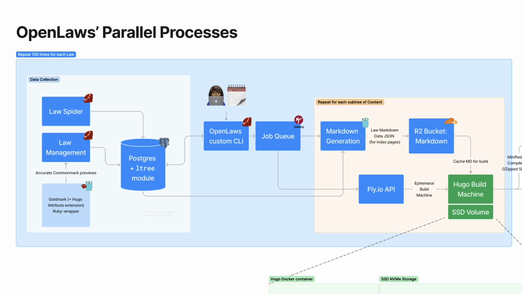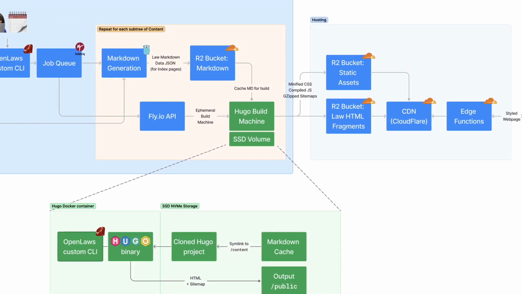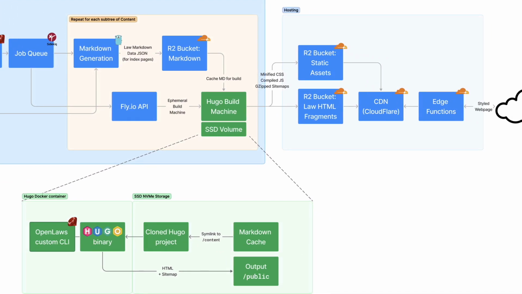We have a law management system. Just like a CMS, we have an LMS in this case. And then our slight innovation here is we've actually taken the Goldmark Go module, also added the Hugo attributes extension from the Hugo project, and created a Ruby wrapper so that we can get really accurate CommonMark previews, meaning we can get real-time previews of the markdown and how that will look in HTML within our law management system. We have a CLI tool that's used in two places. It's used once to trigger the whole build process, but it's also used inside the Docker container in order to trigger the Hugo build using the Hugo binary.